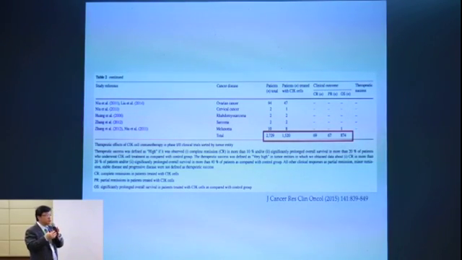So they are thinking about combining the immunotherapy with the traditional therapy. And maybe after surgery, we give the patient some doses of the immune cell therapy.